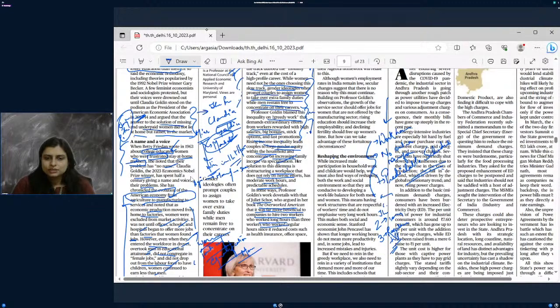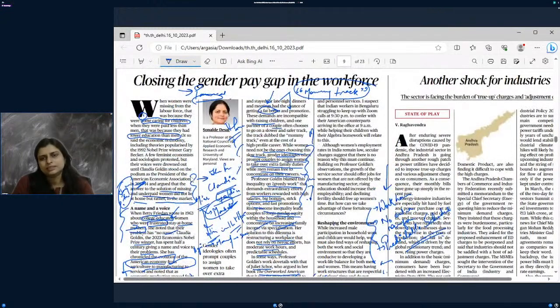And why is such a thing happening? Because it reduced costs such as health insurance, office space, and personal services. That is very much evident also, because if you are going to hire three workers, you have to provide them with social securities. I suspect that the Indian workers in Bangalore struggling to keep up with Zoom calls at 9:30 p.m. to confer with their American counterparts arriving in the office at 9 a.m., while helping their children with their algebra homework, will relate to this.